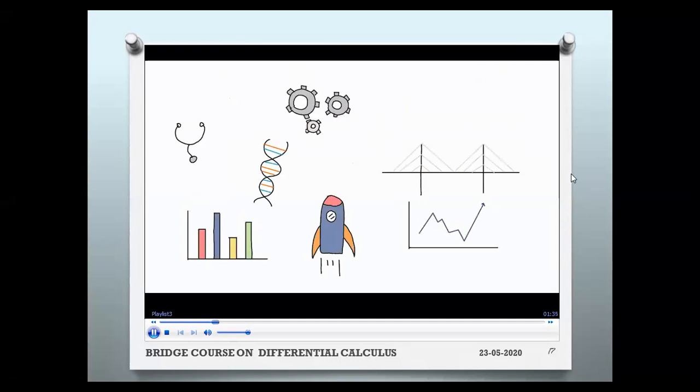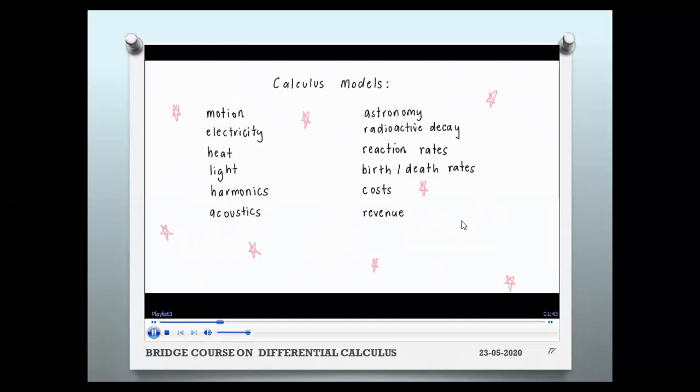If a quantity or a system is changing, we can use the mathematical modelling of calculus to analyse a system, find an optimal solution, and predict the future. Motion, electricity, heat and light, harmonics and acoustics, astronomy, radioactive decay, reaction rates, birth and death rates, costs and revenue, all of these can be modelled beautifully using calculus.